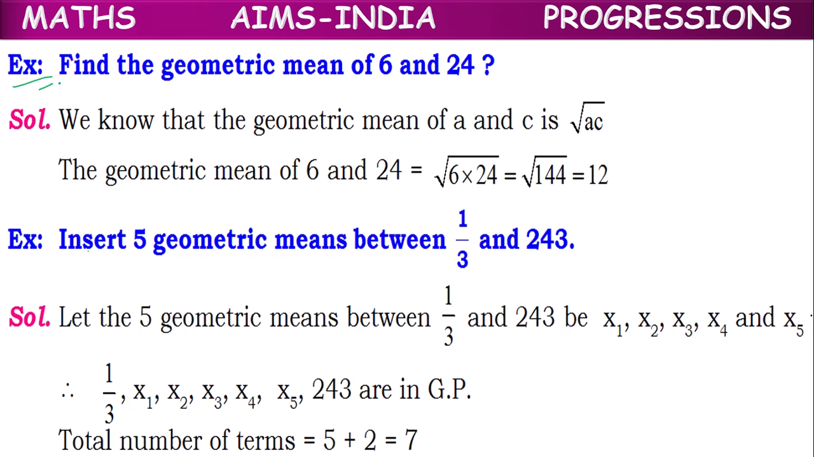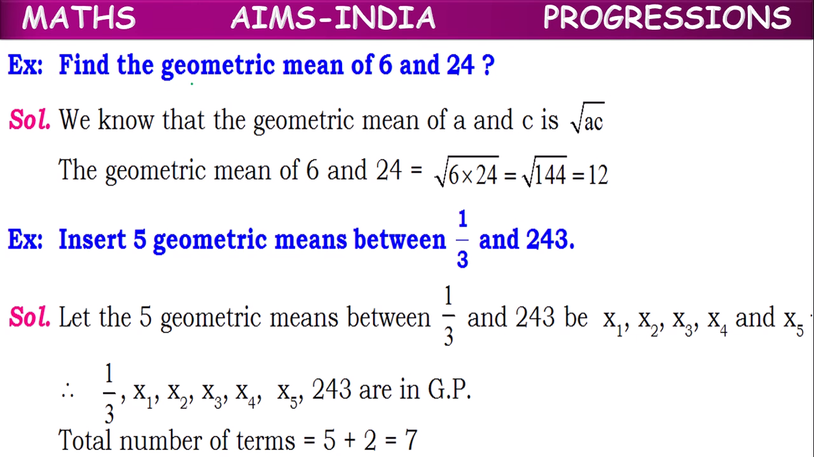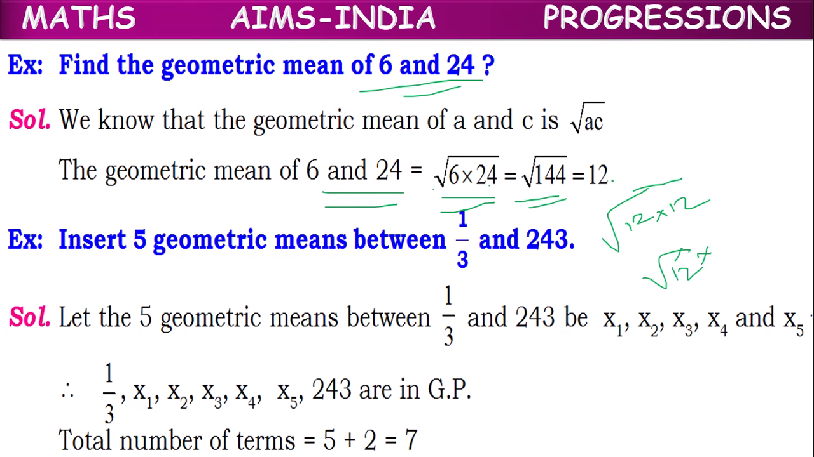Next example. Find the geometric mean of 6 and 24. We know that the geometric mean of a and c is root of ac, because if a, b, c are 3 terms, we have b square equal to ac or b equal to root of ac. In the same way, the geometric mean of 6 and 24 is root of 6 into 24. If you multiply, root of 144, and 144 can be written as 12 into 12, root 12 square, the square root cancels, and the answer is 12.